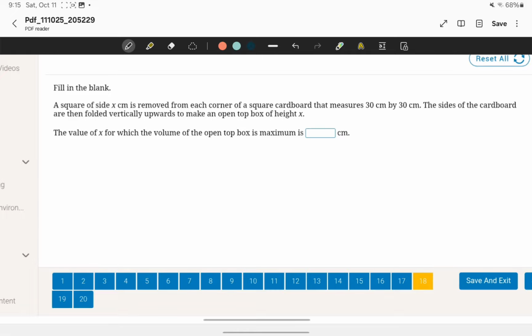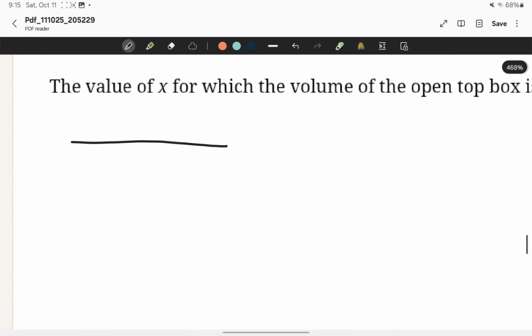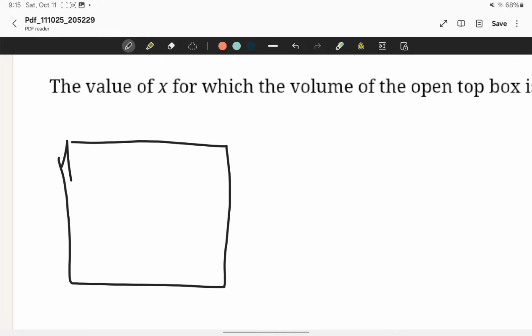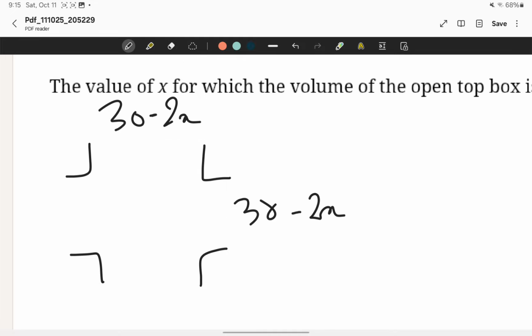This question is the same again. We have a piece of cardboard that is 30 and 30. They cut off these parts, so now each one of these parts is 30 minus 2x, 30 minus 2x. It's the same thing. So now our shape looks like this, and each of these is x.